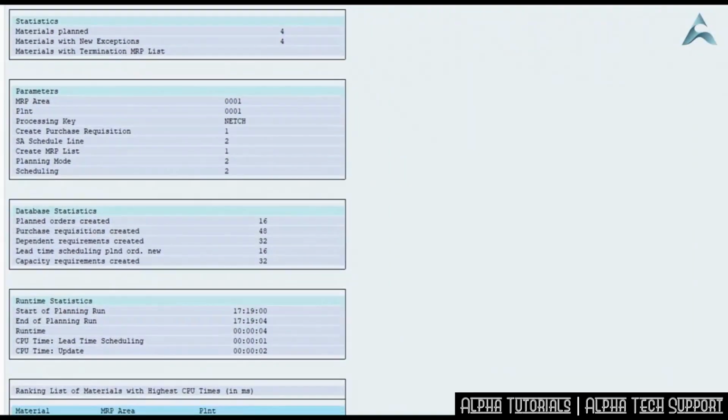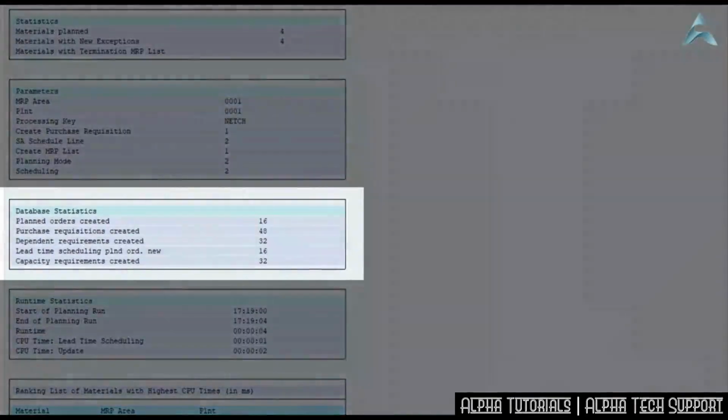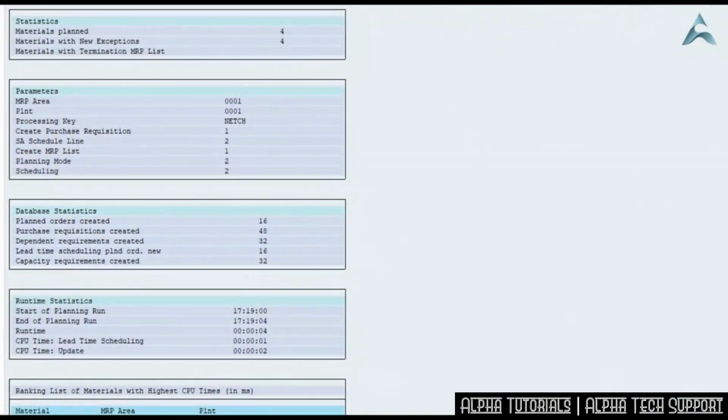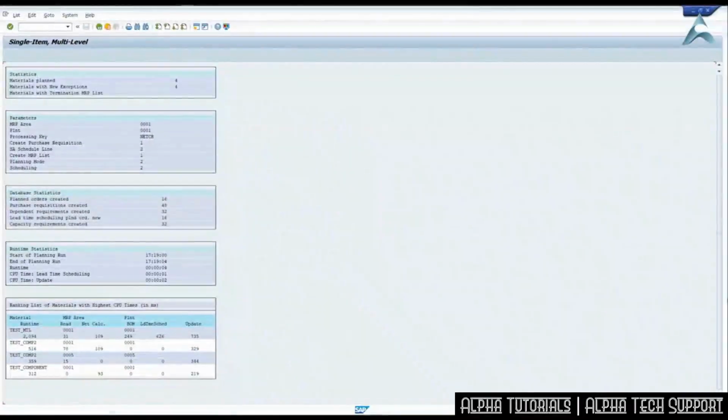The results of the planning run, what we most care about are the database statistics. This will communicate what was actually done by the planning engine. And as you can see, we had 16 planned orders created, 48 purchase requisitions created, dependent requirements 32 were created. That is that dependent demand trickling down to those lower level components. And we had some capacity and lead time scheduling done, which we're not going to get into in this course. But that's exactly what I would expect to see after loading a forecast on this material and not having any inventory available to meet that demand.